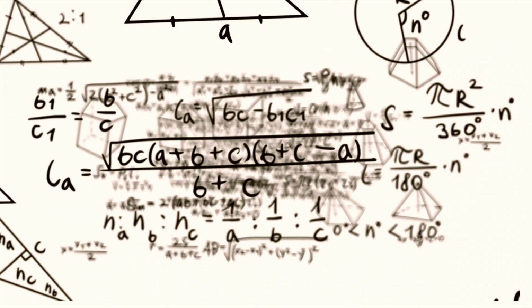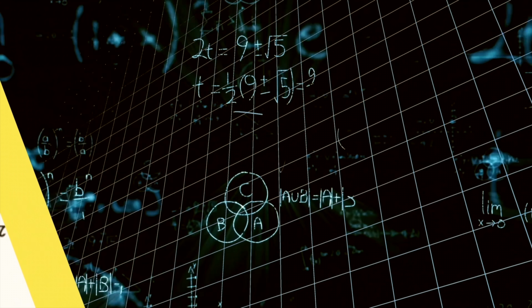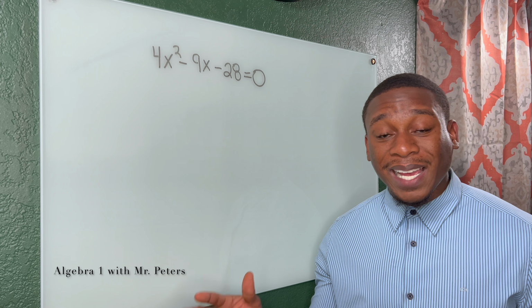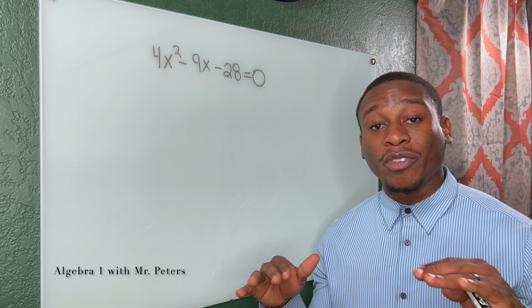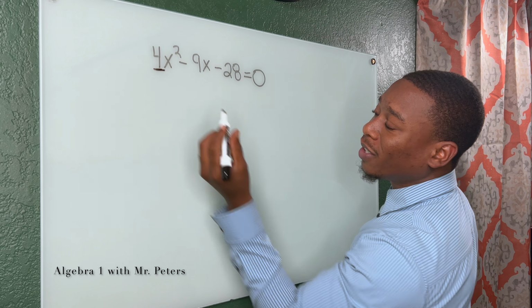What's good, everybody? In today's video, I'm going to show you the two best methods for factoring polynomials when our lead term is greater than 1. If you make it to the end of this video, guys, I promise you this is going to make factoring 1,000 times easier. So the first method I'm going to show you is the diamond method.